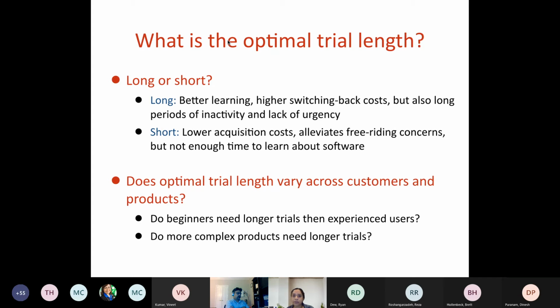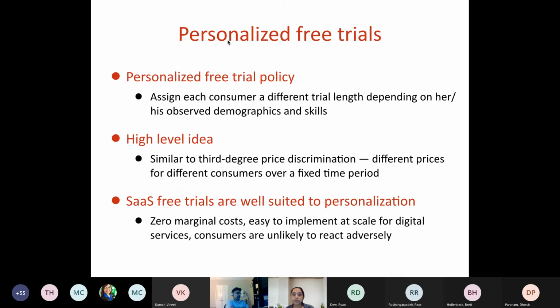So there's also the question of, if you're thinking about optimal trial length, what is it that works globally for everybody? And is there also some kind of heterogeneity in whether a longer or shorter free trial might work differentially for different type of customers? So that brings us to this question of, if different customers respond better to different lengths of free trials, should we be thinking about somehow personalizing this free trial assignment?